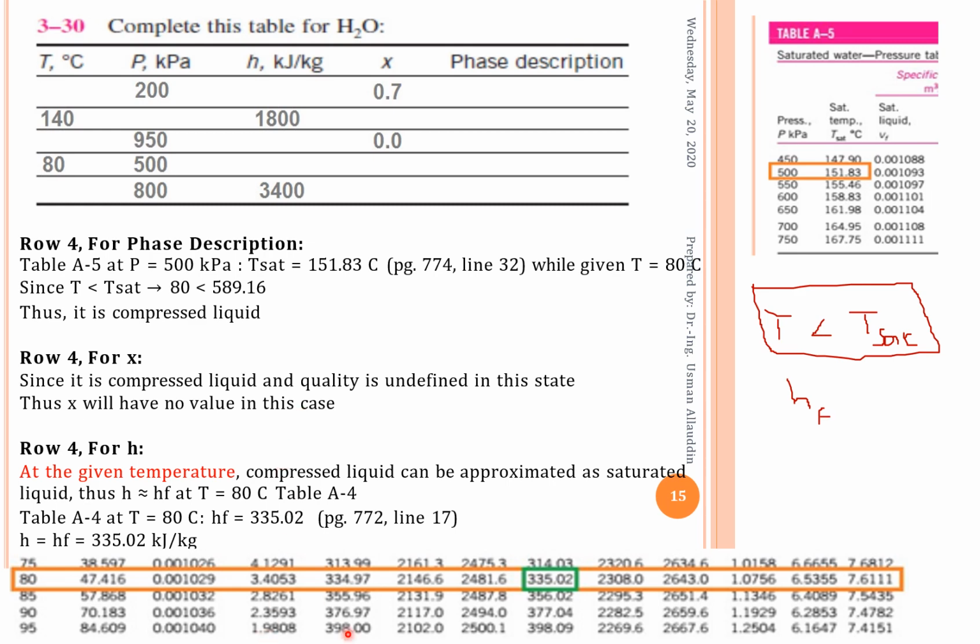So we will look into table A4, and when you're going back, here we have our 80 degrees Celsius, and after looking at the value, 335.0 is mentioned. So we will write it here, and our phase description will be compressed. We will write x value as nil, and phase description will be compressed region.